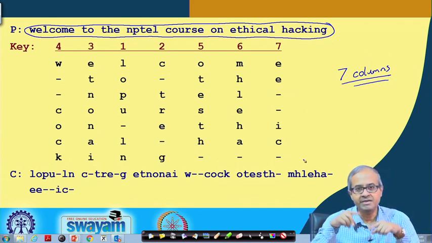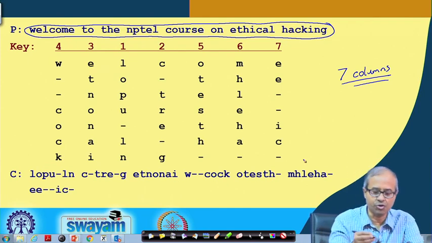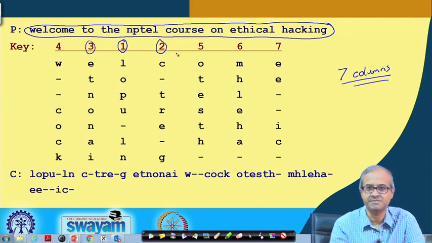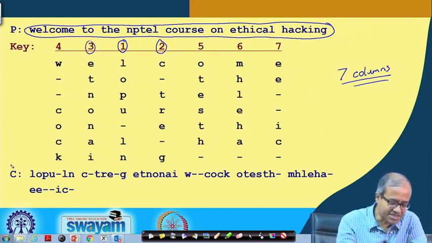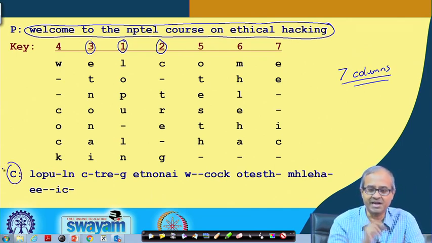Now, I choose some order of the columns as my key. You see on top it is mentioned this is 1, this is 2, this is 3, this is 4, like this. So, when I generate the ciphertext, I will be reading out the columns in that order.